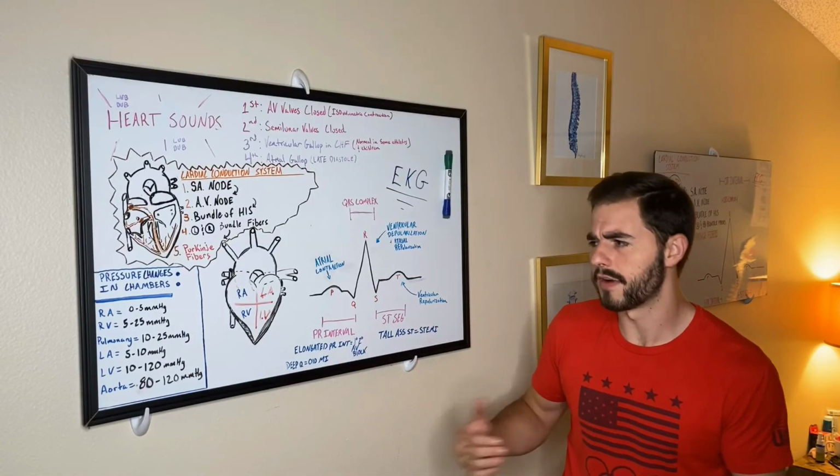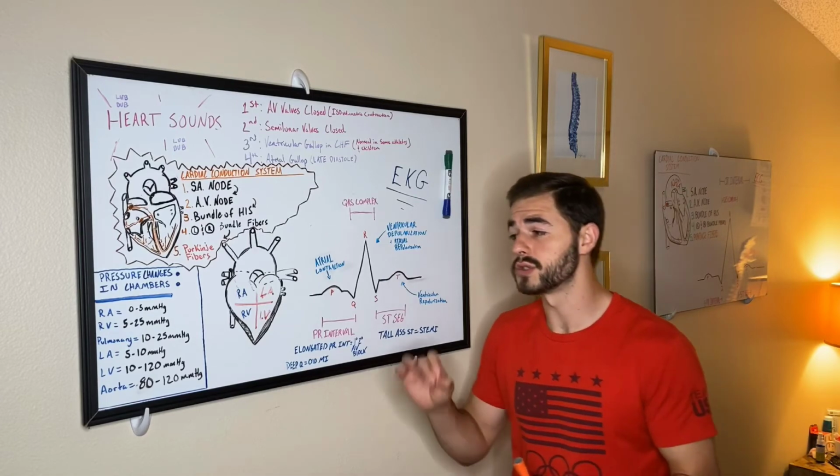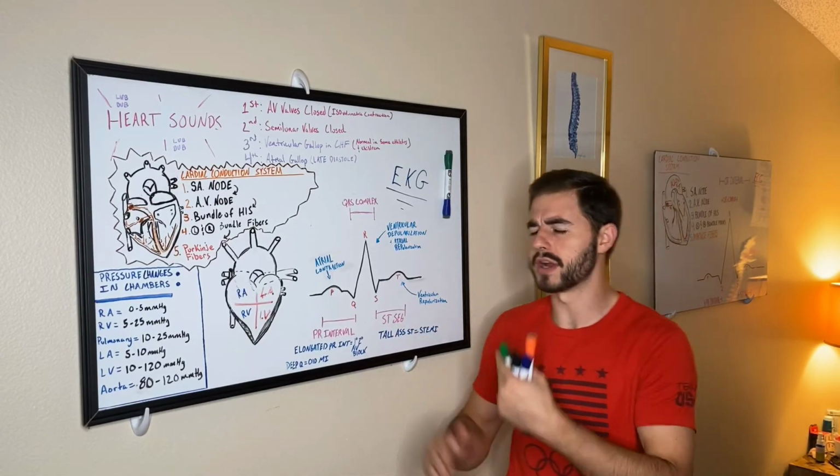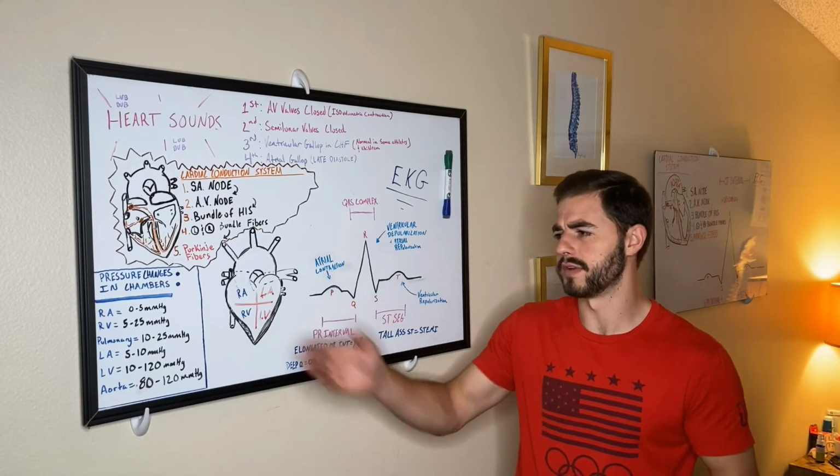The left atrium, 5 to 10. The left ventricle, 10 to 120. And then in the aorta, 80 to 120. So it's funny how the pressure started to suddenly increase as we got into the ventricles or the aorta.